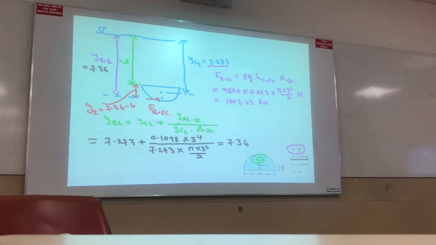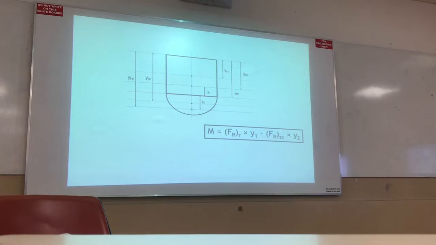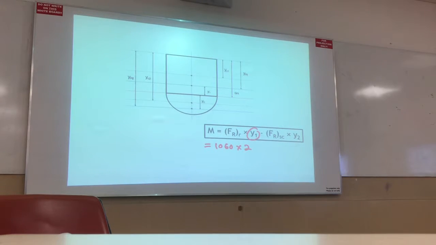Okay? So now I get the number, right? So what is FR? Tell me, FR? 1060 times 2, right? Minus 1007.63 times 1.36. 749.62 kilonewton.